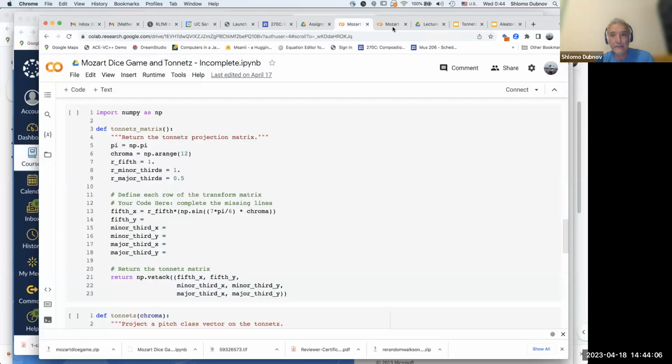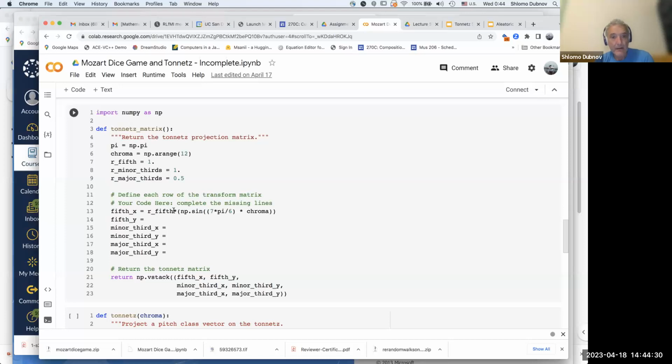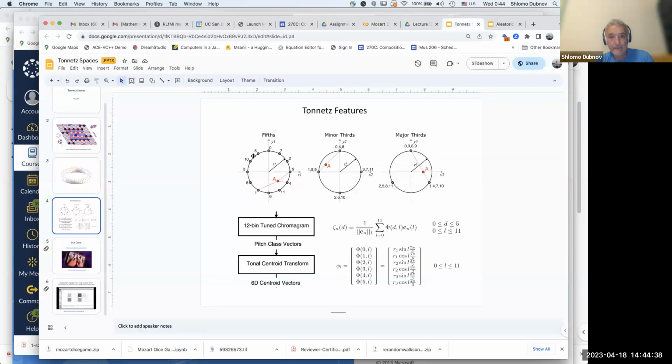Okay, so I provided the first line. So you can see this is the first line, the fifth x. This is the R1, the R of the fifth. So we have R1, R2, and R3: the R that corresponds to the fifth, the R that corresponds to the minor thirds, and the R that corresponds to the major thirds.